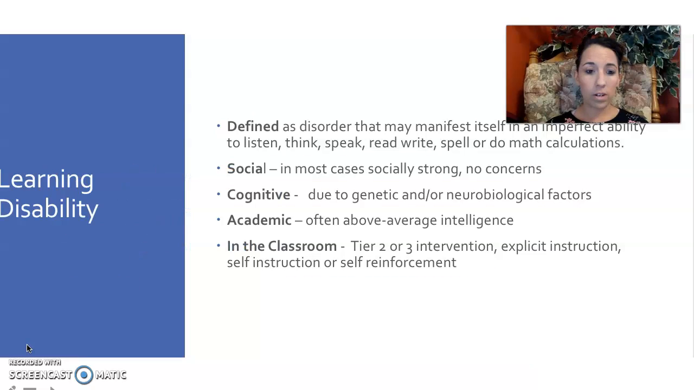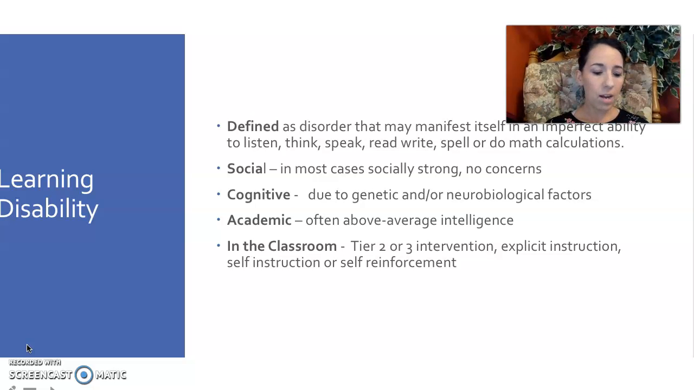Today we're going to talk about what to look for and how to teach those who are exceptional. The first one we are going to talk about is a learning disability. This is defined as a disorder that may manifest itself in an imperfect ability to listen, think, speak, read, write, or spell. So socially, most students are strong. There's not really any concerns with how they interact with others.